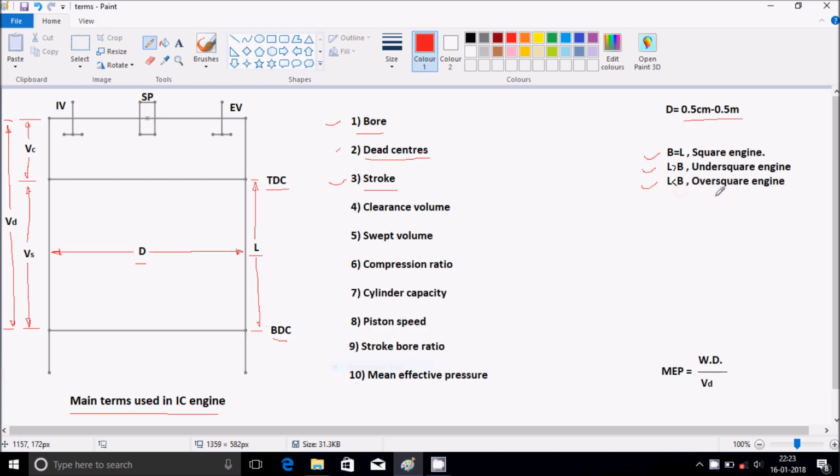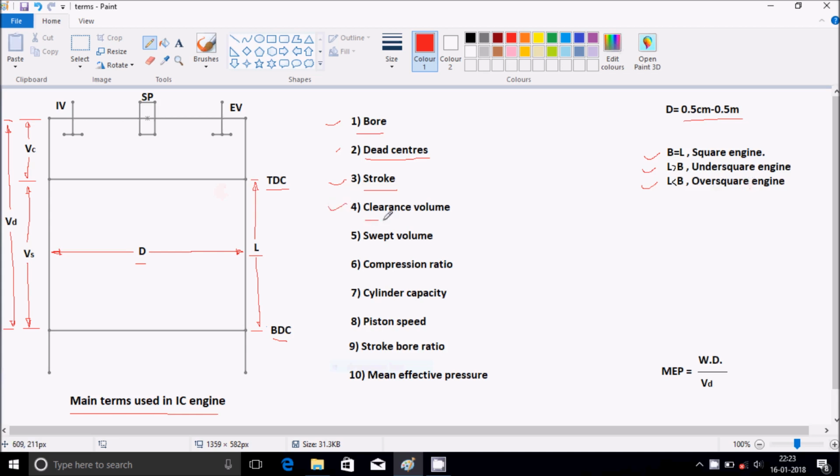In case of an oversquare type of engine, as stroke length is lesser, that means the piston has to move less distance inside the engine cylinder. Hence there are low frictional losses in case of oversquare type of engine.